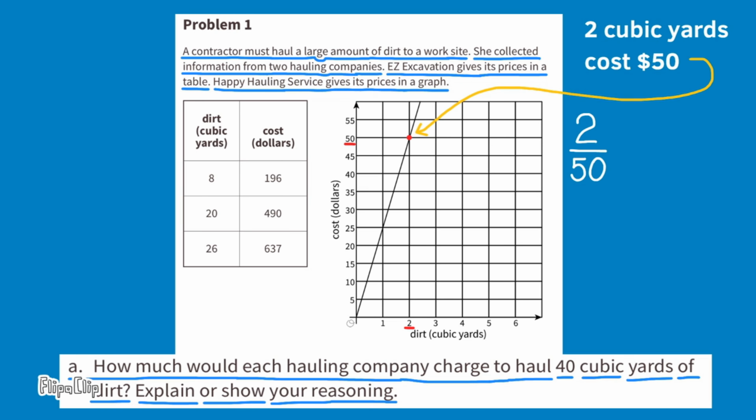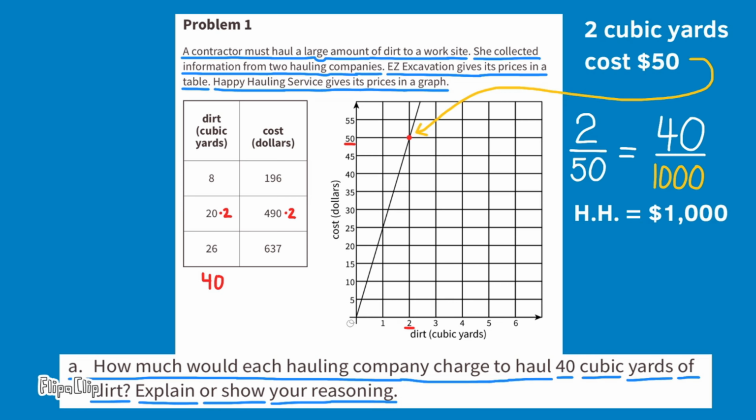They're asking us to haul 40 cubic yards of soil. That's going to be a ratio of 40 to 1,000. Happy Hauling Services would charge $1,000 to haul 40 cubic yards of soil. Now let's look at Easy Excavation's table. The table shows that 20 cubic yards of dirt costs $490 to haul. We can easily multiply that 20 to turn it into 40. 20 times 2 equals 40 cubic yards of dirt, and 490 times 2 equals $980. At Easy Excavation, it costs $980 to haul 40 cubic yards of dirt.